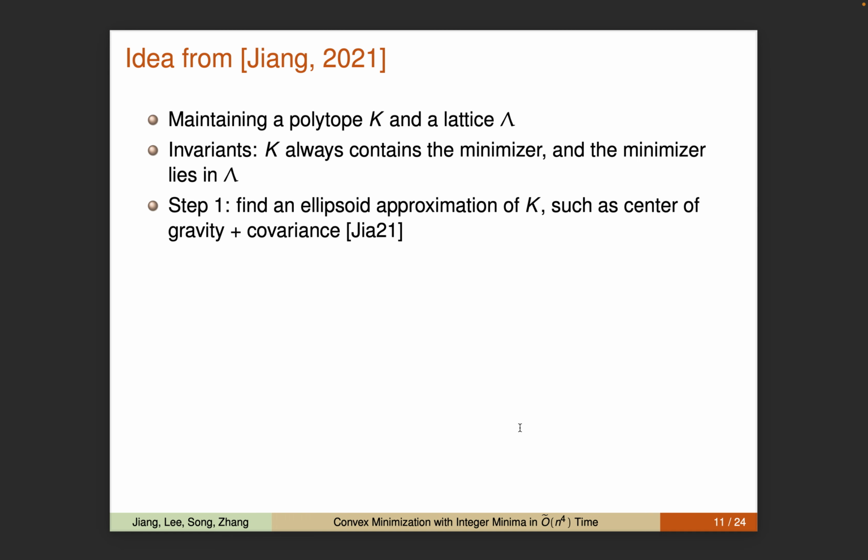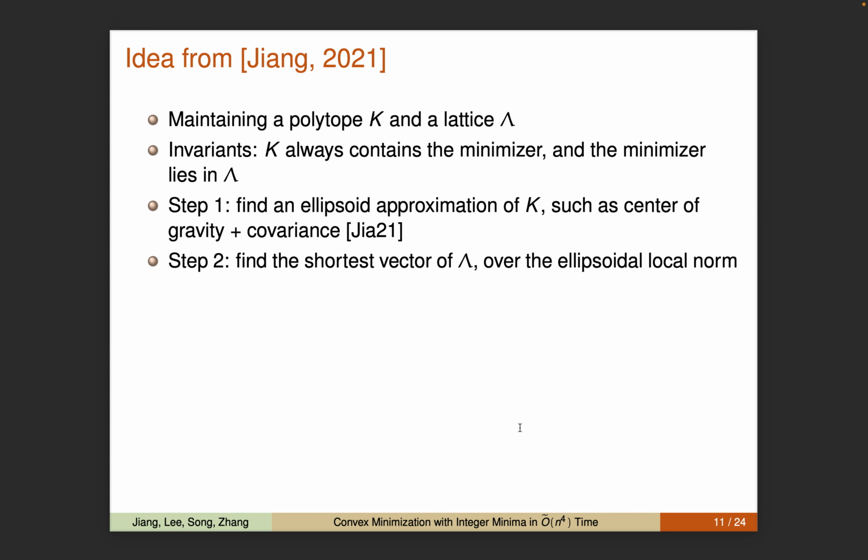The first step is to find an ellipsoidal approximation to the polytope K, because any kind of optimization on the polytope directly is not easy, but on an ellipsoid it is much easier. His method says that we find the center of gravity and the covariance matrix of K, then we consider the ellipsoid induced by the center of gravity plus the covariance, and then it subsequently utilizes the integer lattice to find the shortest vector over the ellipsoidal local norm, meaning that the norm is defined by the covariance matrix.